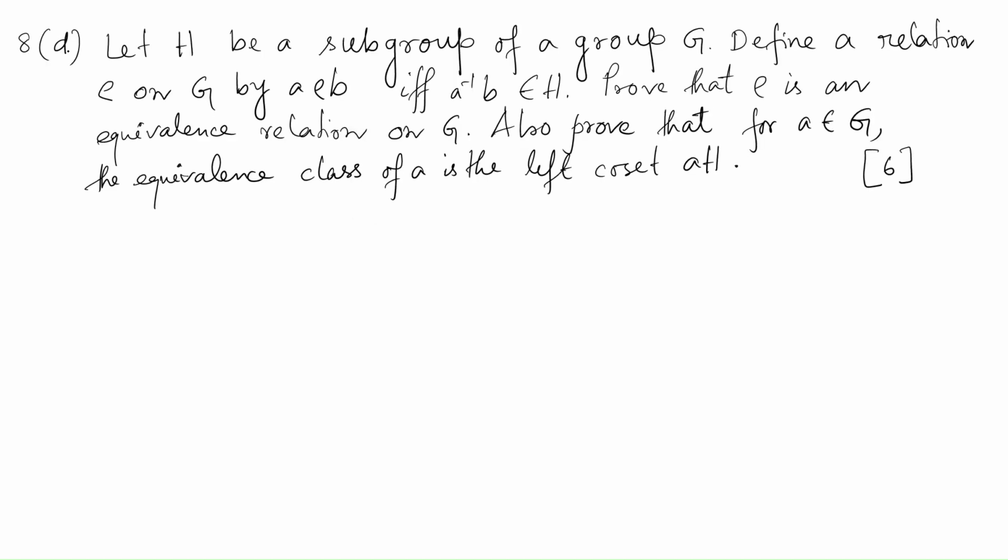Question 8d. Let H be a subgroup of a group G. Define a relation rho on G by a rho b if and only if a inverse b belongs to H. Prove that rho is an equivalence relation on G. Also prove that for a belongs to G, the equivalence class of a is the left coset aH.